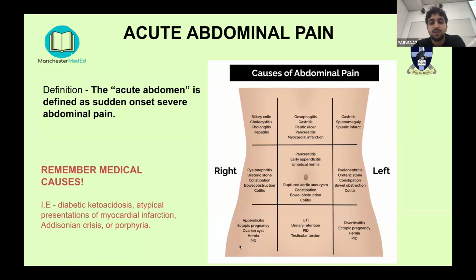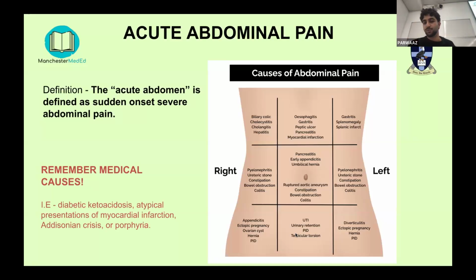in young females. By young, I mean honestly anywhere from young teenagers to the age of 35, 40 these days as well. Always do a pregnancy test, because an ectopic pregnancy is a very severe emergency that needs to be dealt with quickly. So that's the reason why I mentioned iliac fossa. And in the suprapubic region, realistically, in terms of exams, it's usually urinary retention, testicular torsion, or UTIs. But again, it's a very generalized area for abdominal pain.